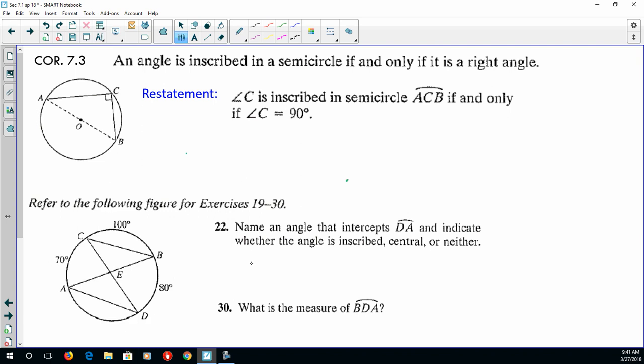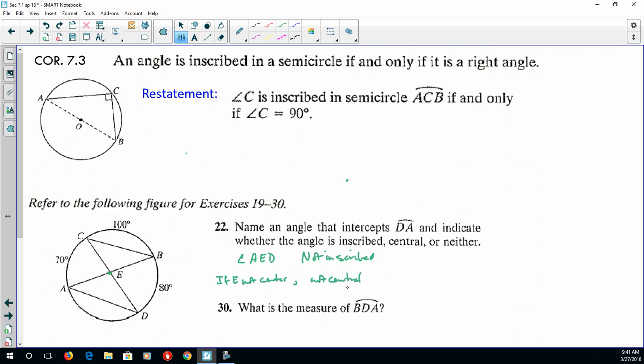Now, this is not inscribed. Okay, I think I said something wrong just then. There are some other angles that intercept arc DA, but this is the only one that's drawn. Since the vertex E is not on the circle, it is not inscribed. Now, E looks like it might be close to the center, but nowhere in this do they say E is the center. So if E is not the center, then it is not central. So I would say in this case it's neither, since they never tell you that E is the center.